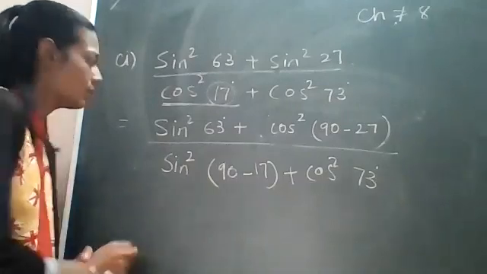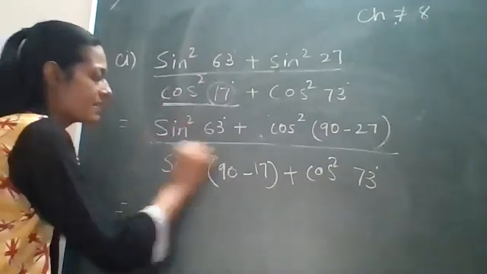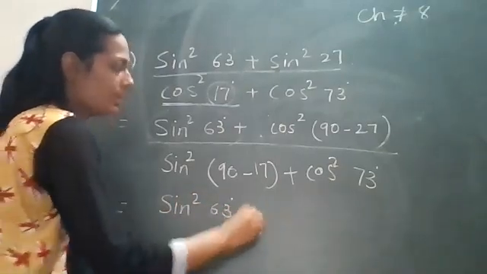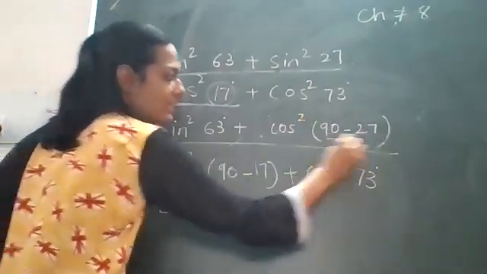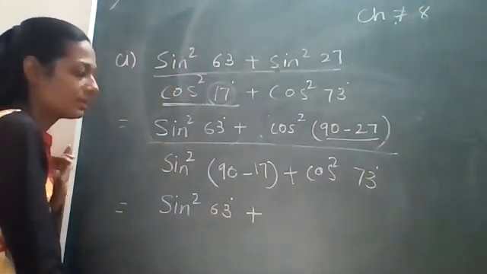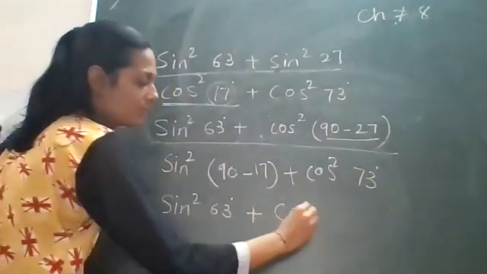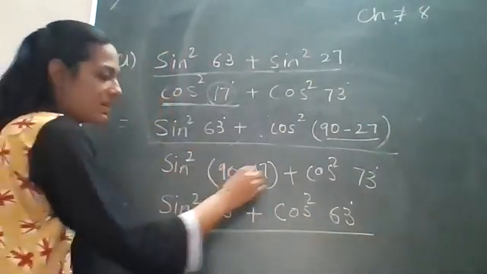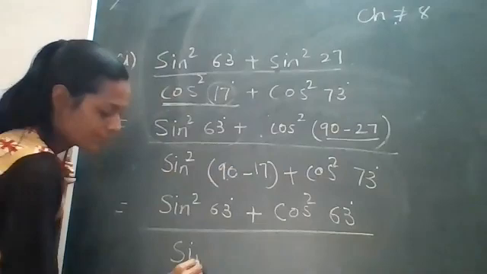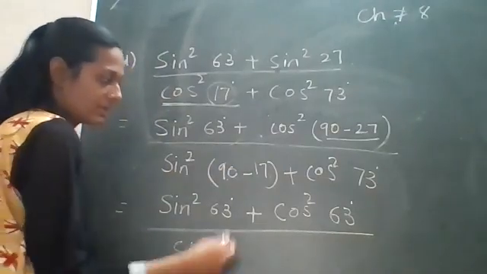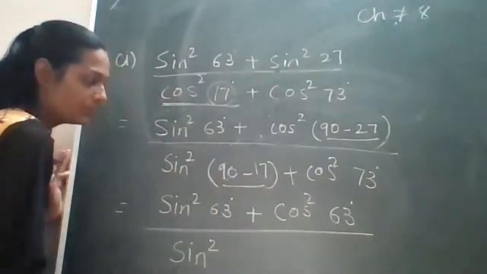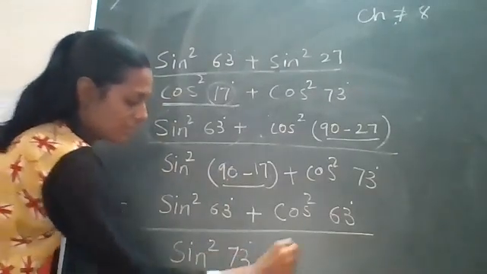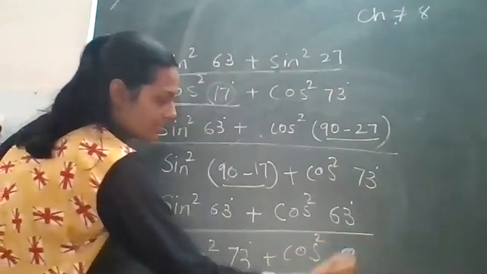Yes, ma'am. Okay. So here sin square 63 will remain as it is, plus cos square 90 minus 27. 90 minus 27 is equal to what? 63. So it becomes cos square 63, divided by sin square 90 minus 17, which is equal to 73 degree, and plus cos square 73.